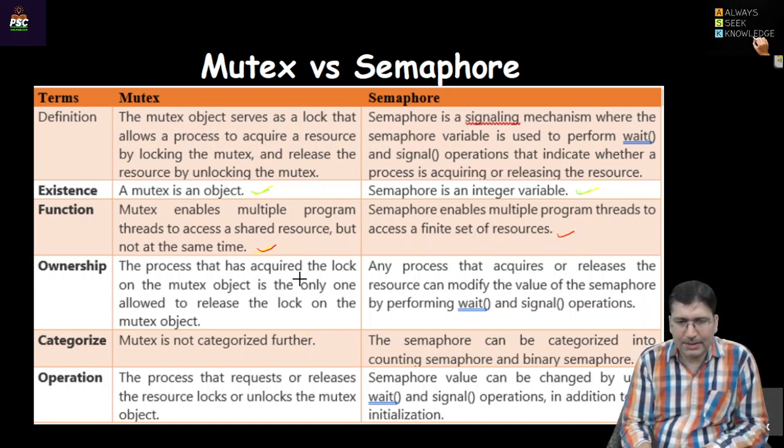The process that has acquired the lock on the mutex. So mutex has a kind of ownership mechanism. If I am locking the door, only I will be able to unlock it. But in semaphore, there is no such restriction.